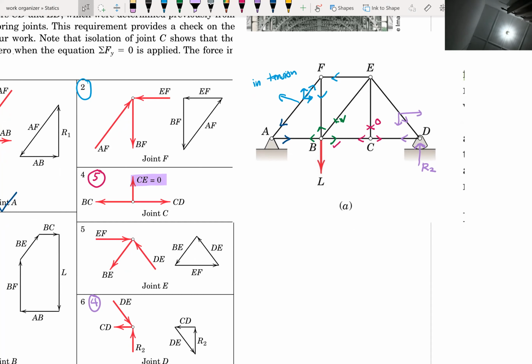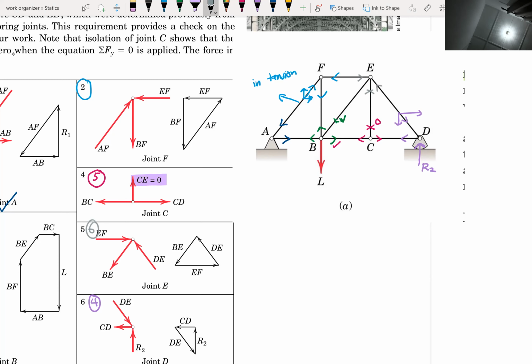And then we are going for the sixth joint. This one is the sixth joint, E. So let's do joint E. This one we know, this one is zero. So this one should look like this.